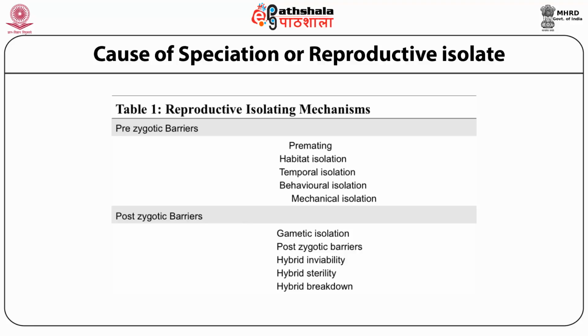Postzygotic isolating mechanisms operate after hybrid zygotes have been formed, either by reducing hybrid viability or by impairing hybrid fertility. The zygotes from mating between different organisms might not survive, or they might not reach sexual maturity. If they do reach sexual maturity, in some cases they might not produce functional gametes. Any of these circumstances could prevent populations of organisms that live in the same territory from exchanging genes. The mule is a classical example of a postzygotic barrier.